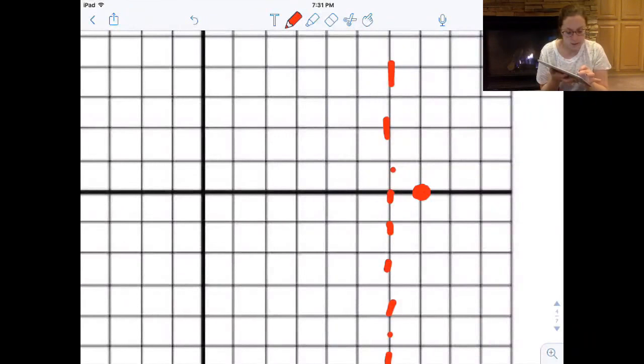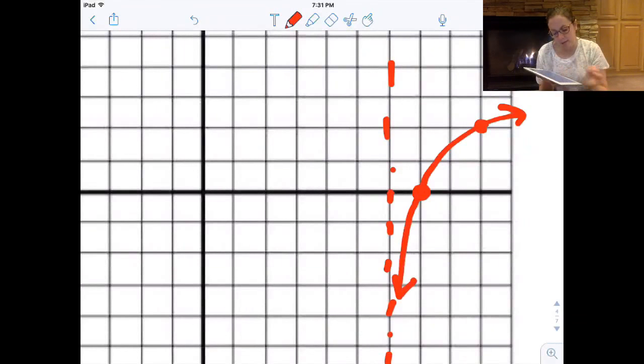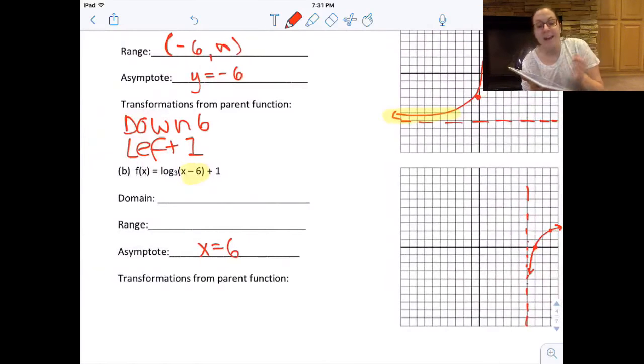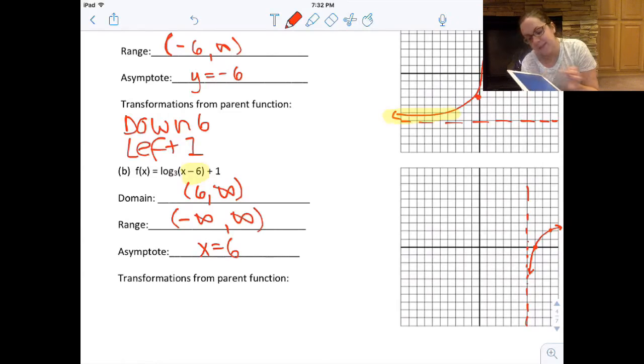So domain, again, normally it's from 0 to infinity. This got moved to the right 6. So this would go 6 to infinity. And the range is -infinity to +infinity because, remember, this is the inverse of an exponential, and you can always get out that answer from a log. Transformations, we said this moved to the right 6, and then that +1 would move it up 1.